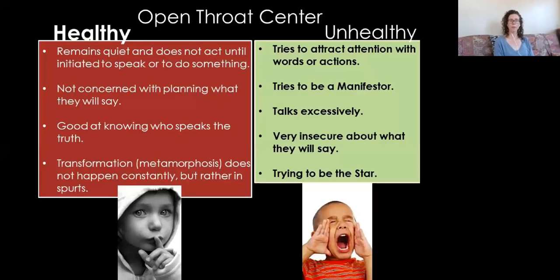Transformation does not happen constantly, but rather in spurts. That's really cool. I'm just learning that at this moment, because the throat center does have to do with transformation, because it's where things come into being. So someone that has that defined has an ongoing process, where someone that has it undefined, it would be inconsistent how transformation happens in their life.